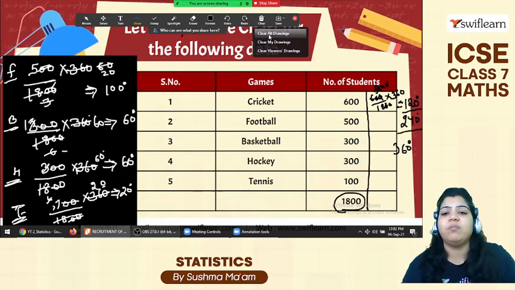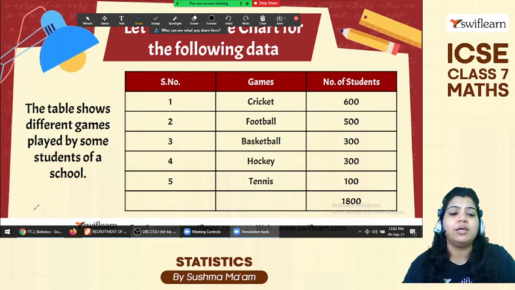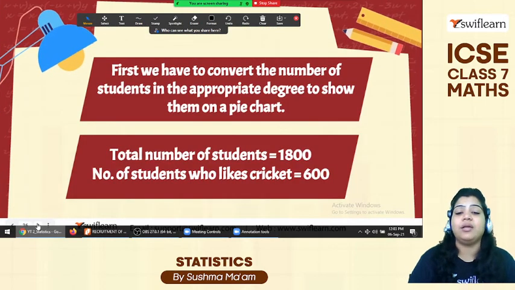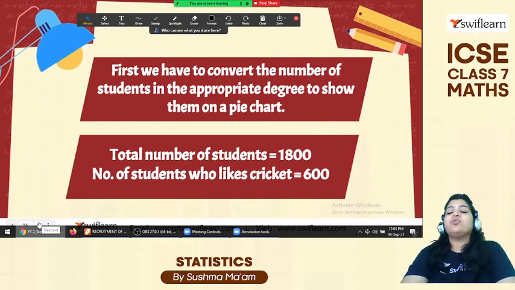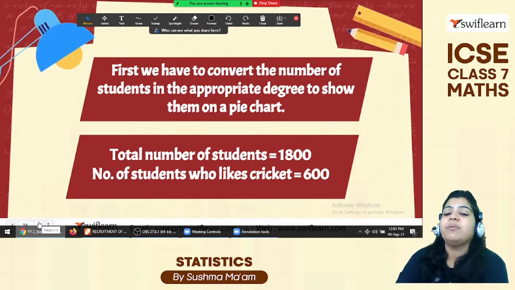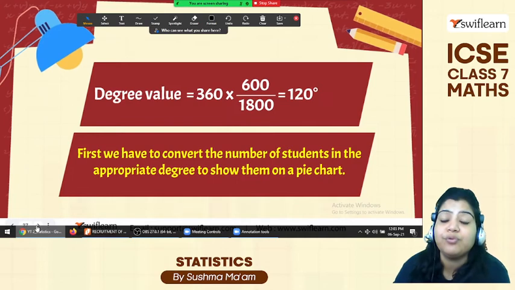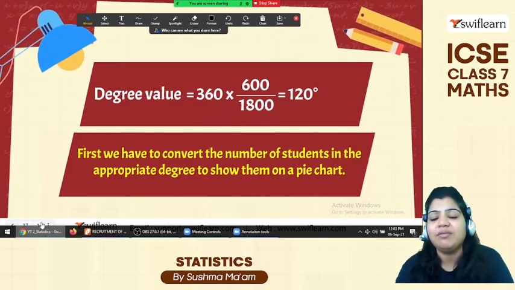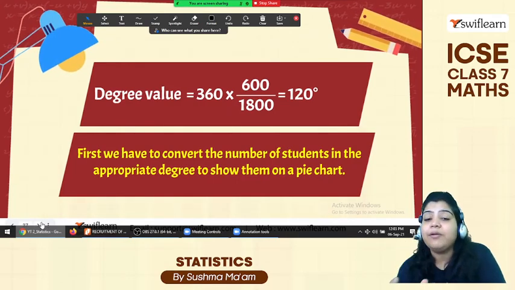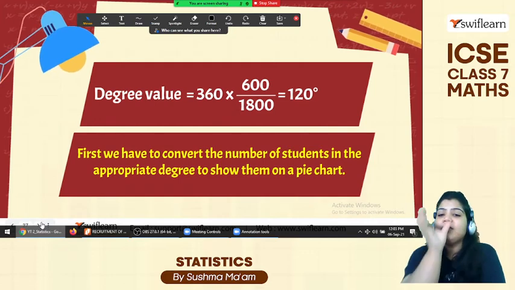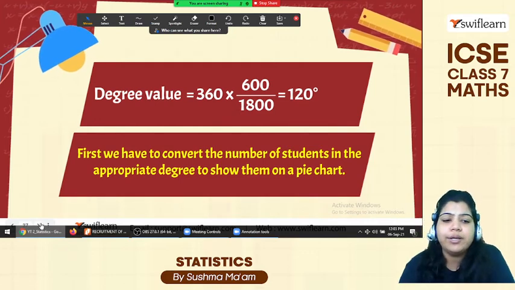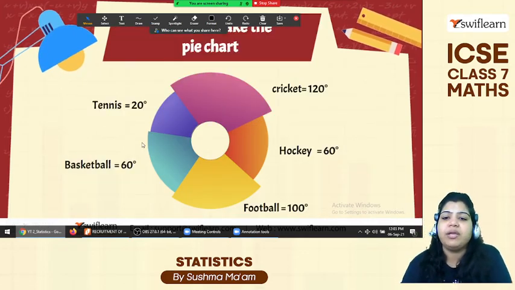Okay, I hope this part is clear, and then I'll show you how to draw a pie chart. First you have to find the angle, the degree. Here the total number of students is 1800, and the number of students who like cricket. So the degree value is 360 times the fraction, and the fraction means the part divided by the total. Then you simply get this and you draw the pie chart.